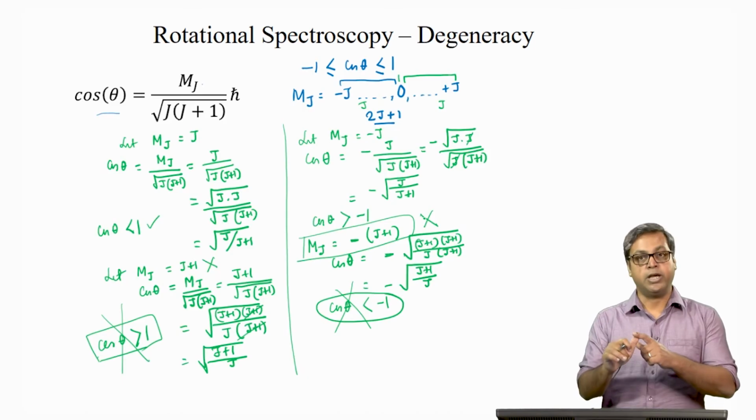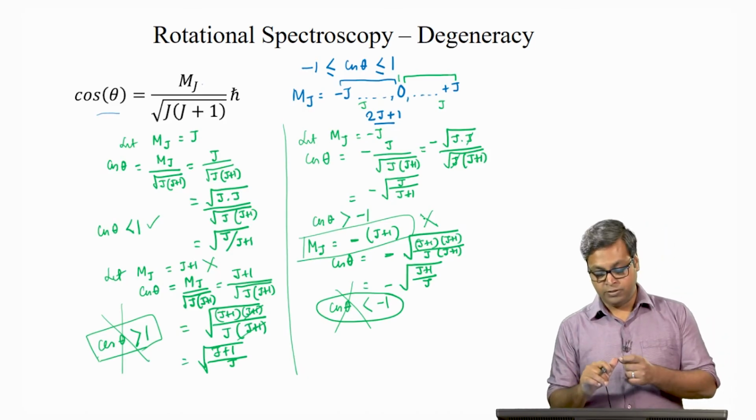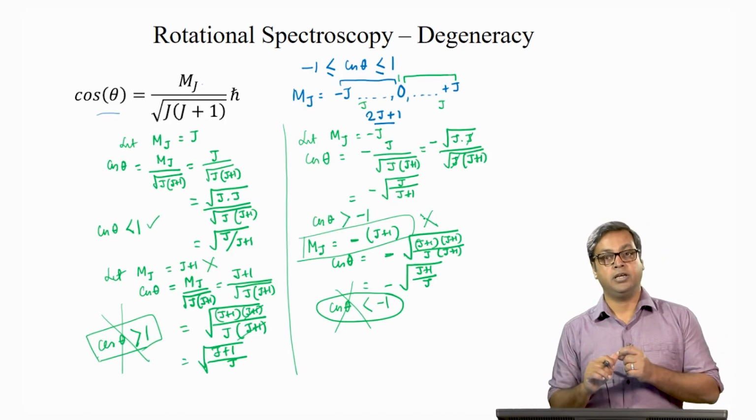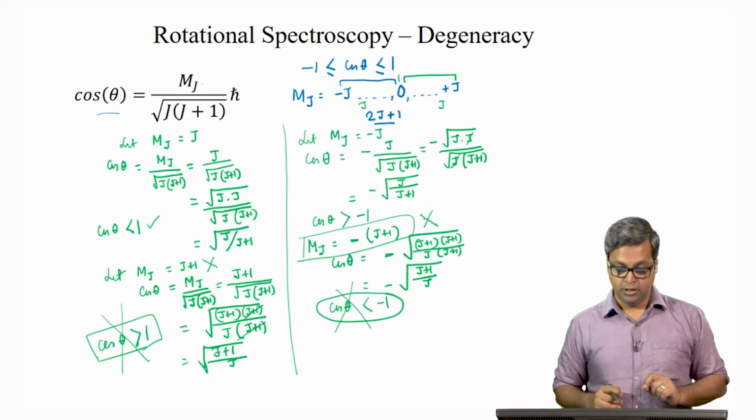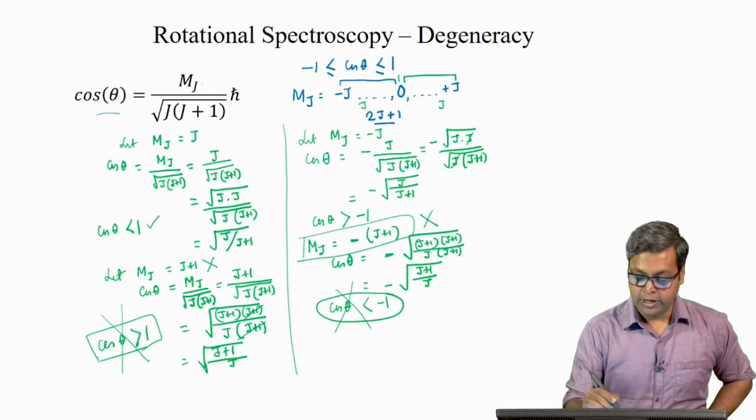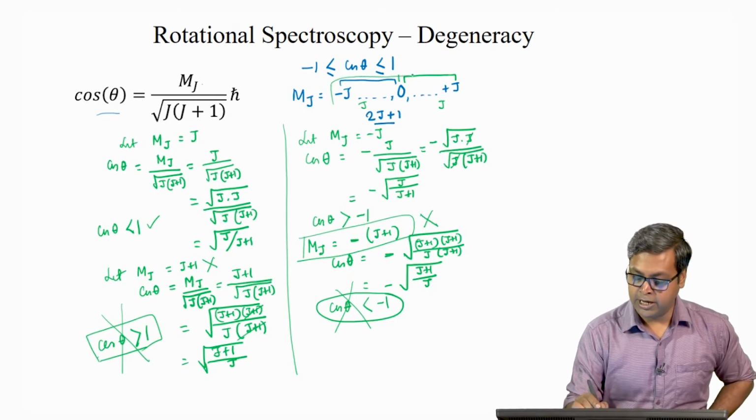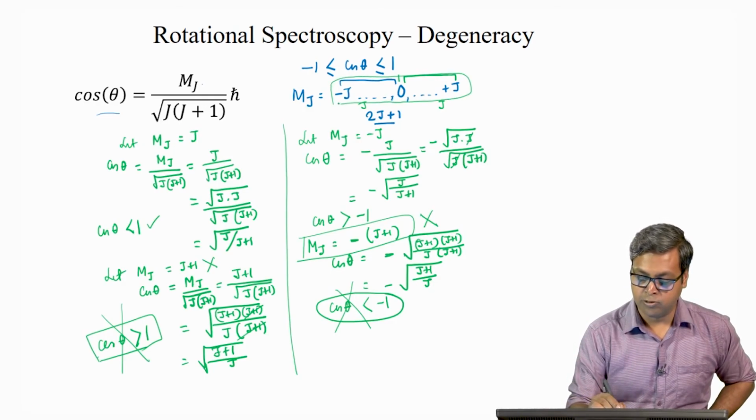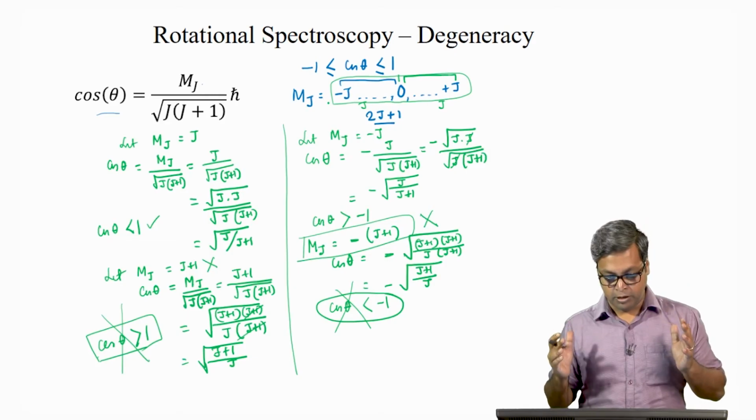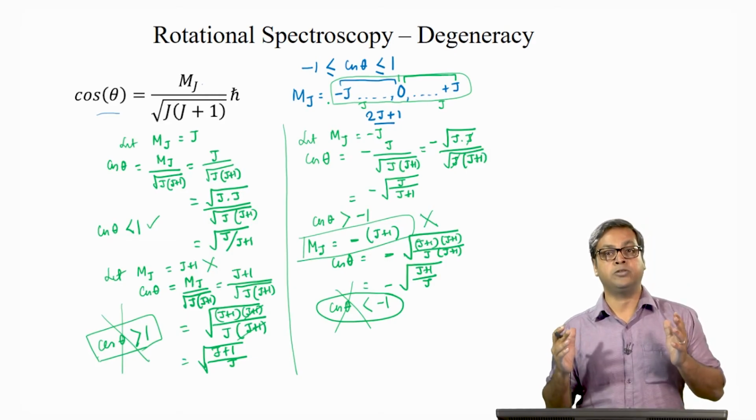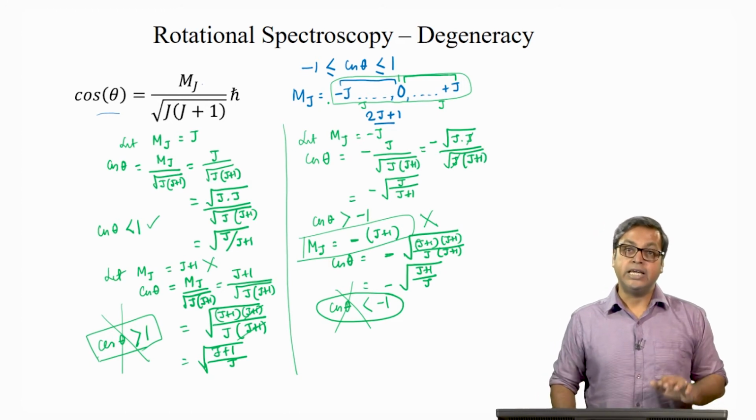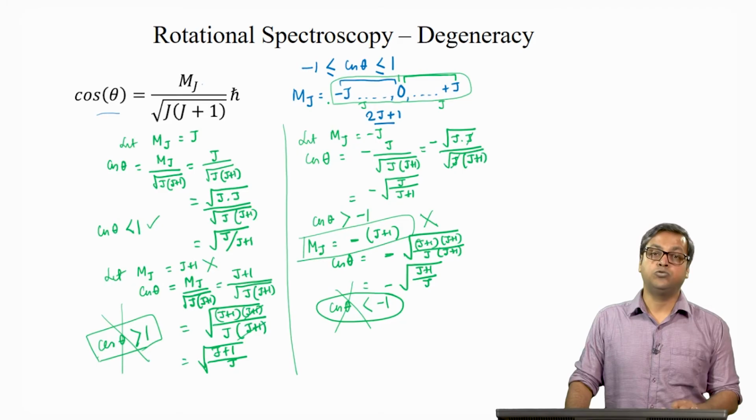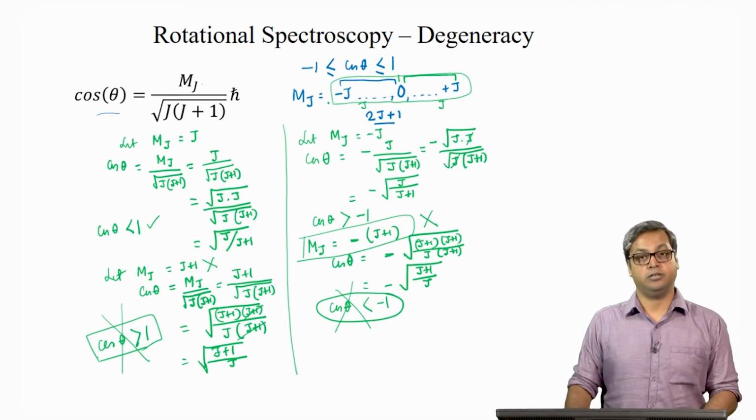So, we saw the maximum value of m j is plus j and the minimum value of m j is minus j. So, that is how we can say that m j can take up these values from minus j to plus j, which actually tells us there are 2 j plus 1 different orientations. In other words, each energy level is 2 j plus 1 fold degenerate.